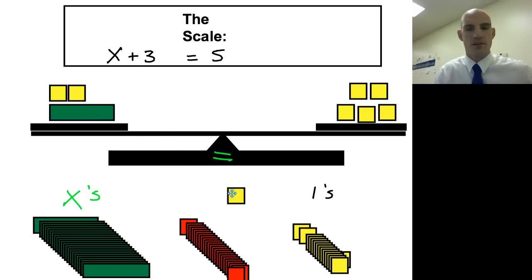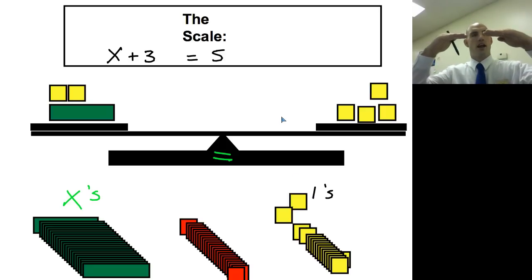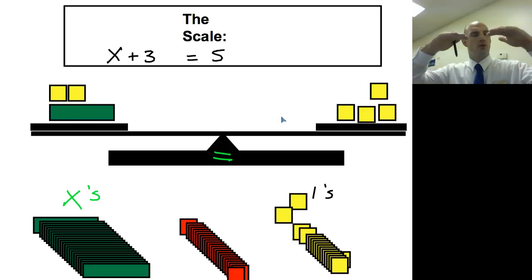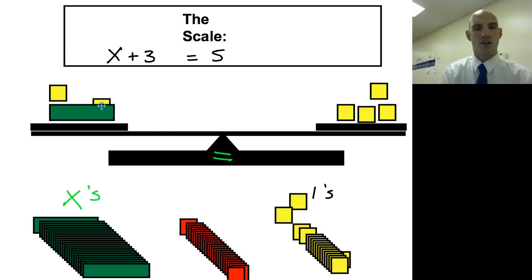Well, if I take one from this side, I have to take one from this side to keep them balanced. Like if I had a scale and I had 100 pounds of gold over here and 100 pounds of gold over here, if I took 1 pound of gold, wouldn't that scale go like this? So I'd have to take one from this side to keep them balanced. So every time I take one away from each side, I'm keeping the scale balanced.